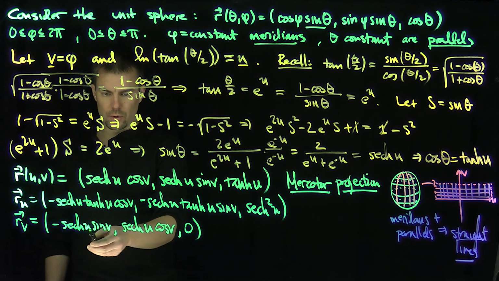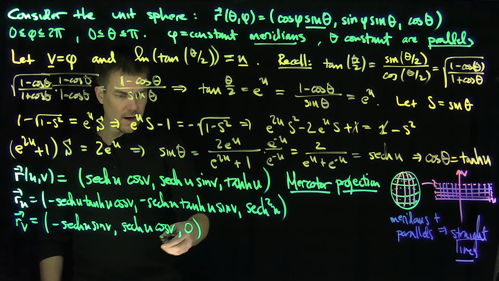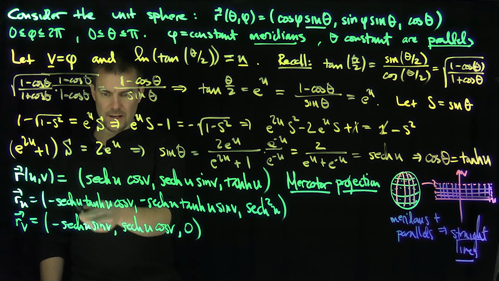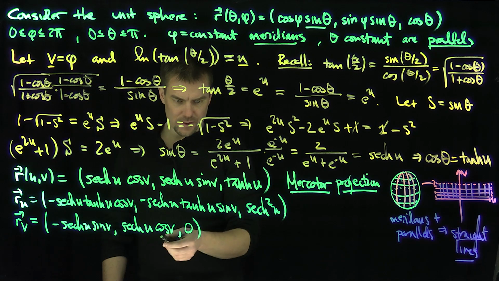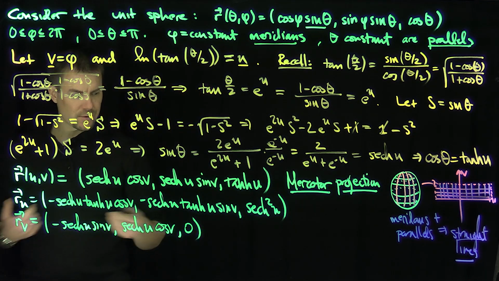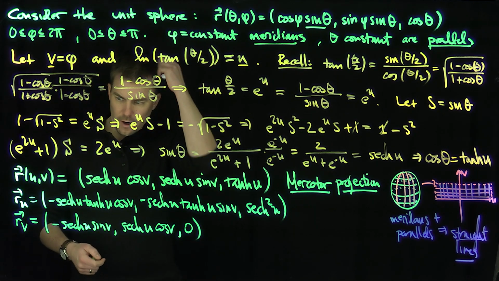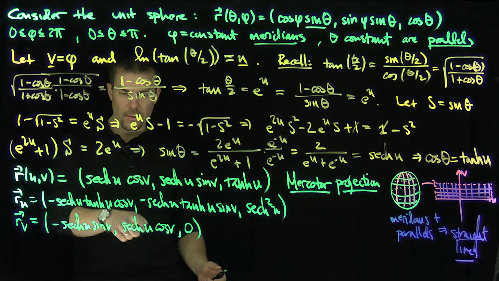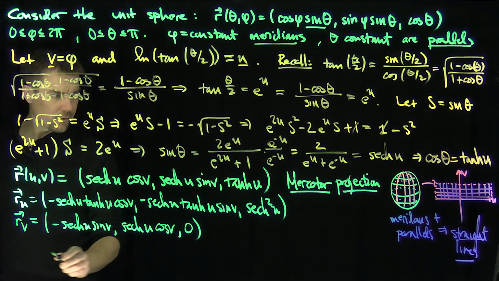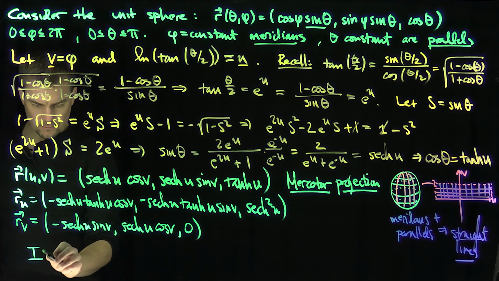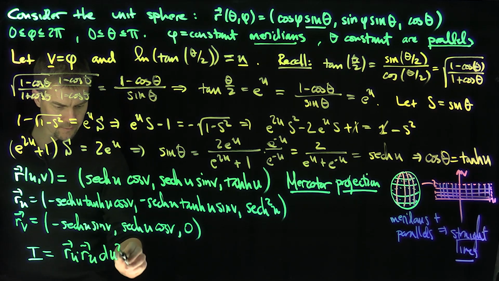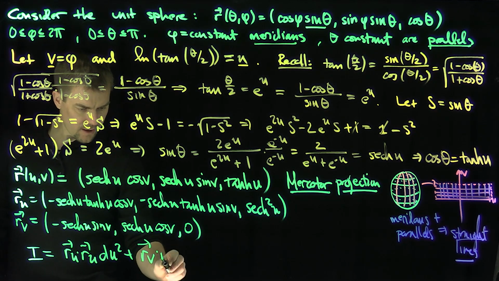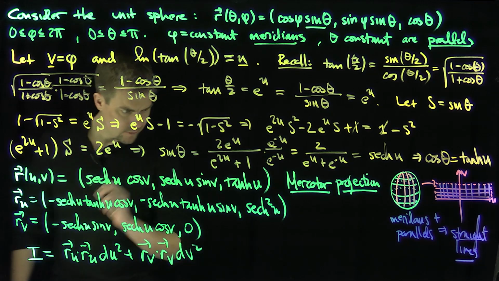So if I look at ru dot rv, it's going to be what? Well, it's going to be hyperbolic secant squared, hyperbolic tangent, cosine sine, and hyperbolic secant squared, hyperbolic tangent, sine cosine. So those terms cancel out. So there's no cross terms over here. If I did rv dot rv, I'd have hyperbolic secant squared, right? So in other words, my first fundamental form is ru dot ru du squared plus rv dot rv dv squared. That's my first fundamental form.